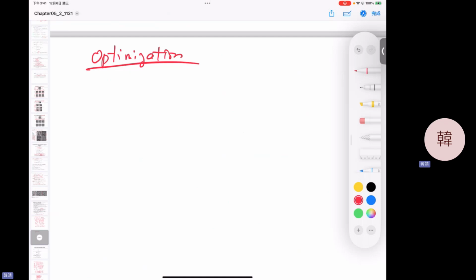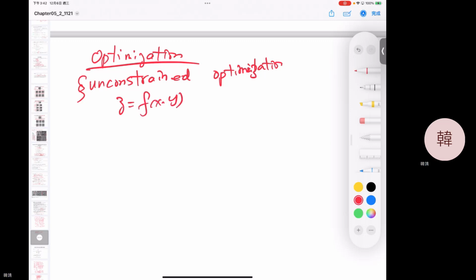For optimization, we have two different approaches. One is unconstrained, the other one is constrained. Most of the time in image processing, we use constrained optimization. But what is unconstrained optimization? Okay, let's use an example to describe it. So now I have an equation like this. I have a function, and I try to maximize it.